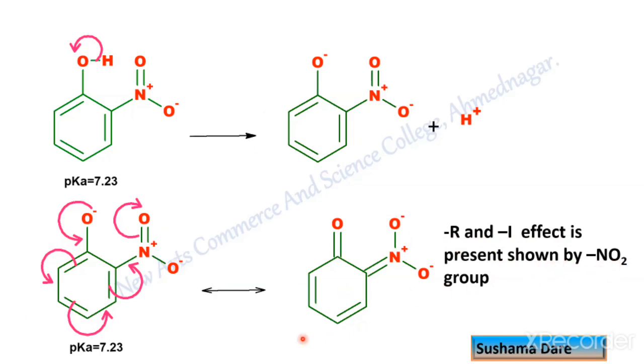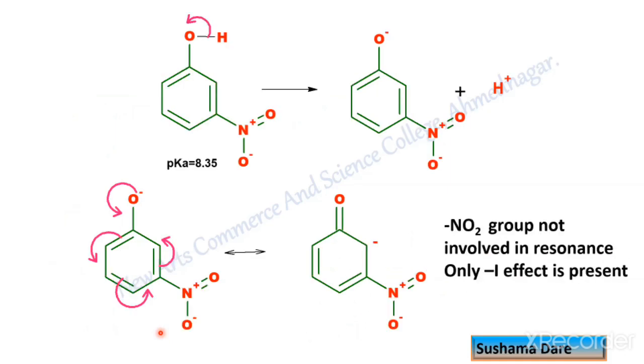So because of this, this conjugate base is highly stable. If we look at the second molecule, that is the meta group, after dissociation, whatever the conjugate base results, and if you show the delocalization of negative charge, you see that the NO2 group does not take part in resonance; this carbon carries the negative charge. So here the NO2 group is not involved in resonance, only the minus I effect is present.